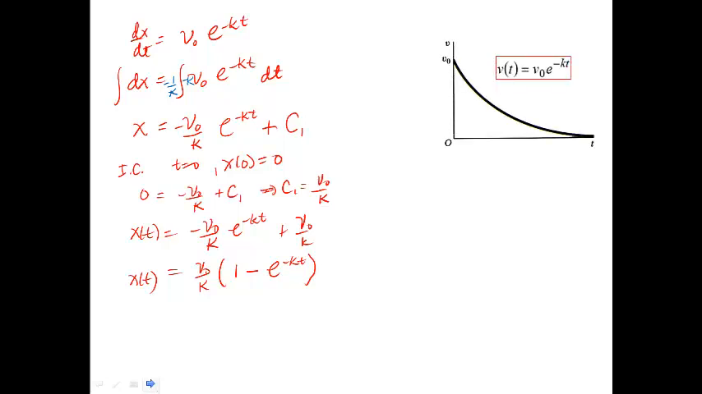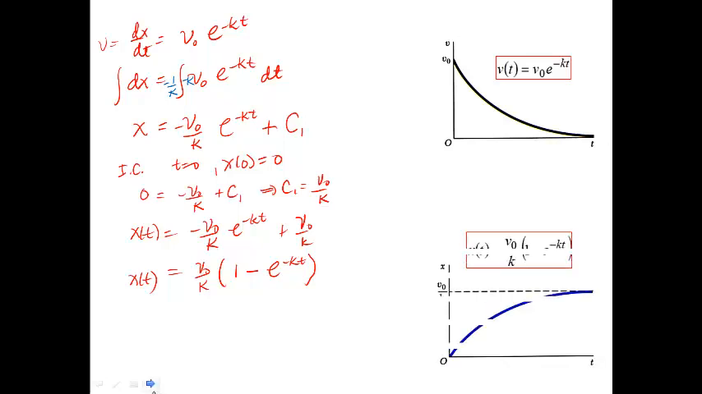Here's the graph for my v. By the way, this is my v. It's equal to v naught e to the minus kt. So it's an exponentially decaying function. It starts at t equals 0, where v is equal to v naught, and it just decays exponentially. Okay. And then my graph for x is right here. It's also an exponential, but it starts at 0 initially, and it approaches an asymptote of v naught over k.